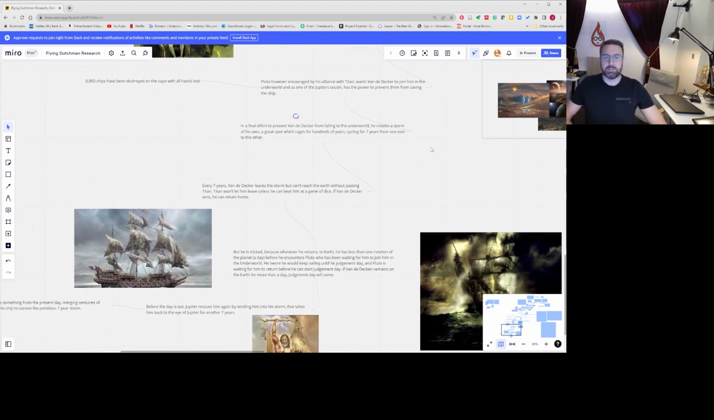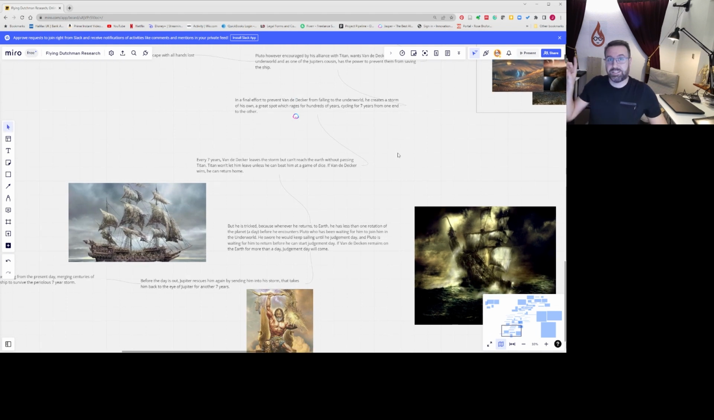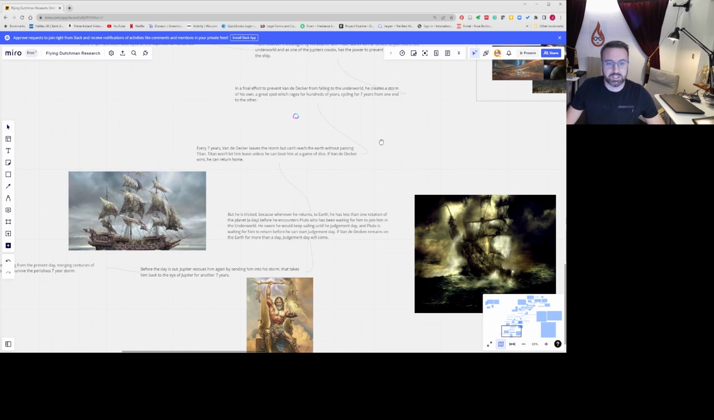So that prevents Pluto from getting Van der Decker, because the storm on Jupiter is merged, like the two worlds are merged. This is where a bit of fantasy comes into it. The Flying Dutchman is flying through the storm around the Cape of Good Hope and emerges in the storm around Jupiter, and that's the gods moving the Flying Dutchman out of Pluto's reach, with Titan just going around Jupiter, just keeping just outside.